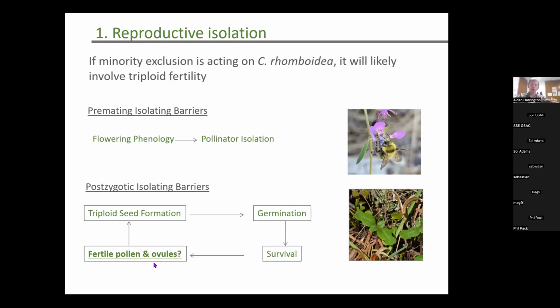Whether they have fertile pollen and ovules will be key for getting at whether or not, more broadly, minority exclusion could be expected to act on C. rhomboidea. But so far, the data suggests that pollinators really reduce the chances of hybridization. And if it does in fact occur, the hybridization may actually prove to be far less deleterious than expected. But again, it really hinges on how fertile the triploids turn out to be.